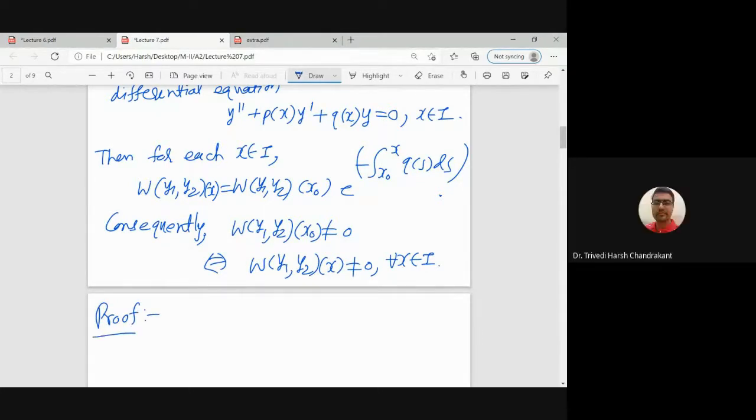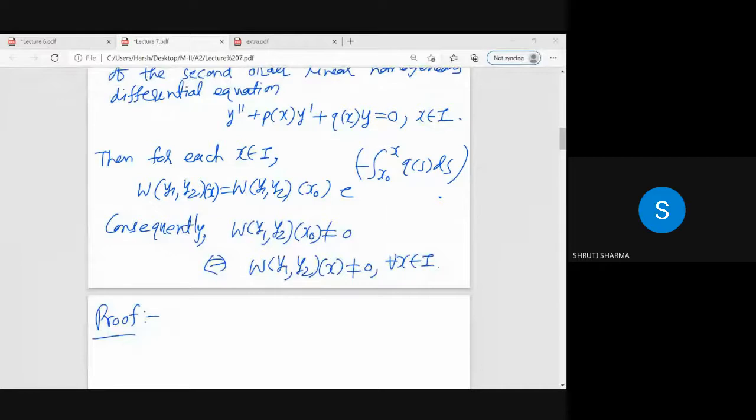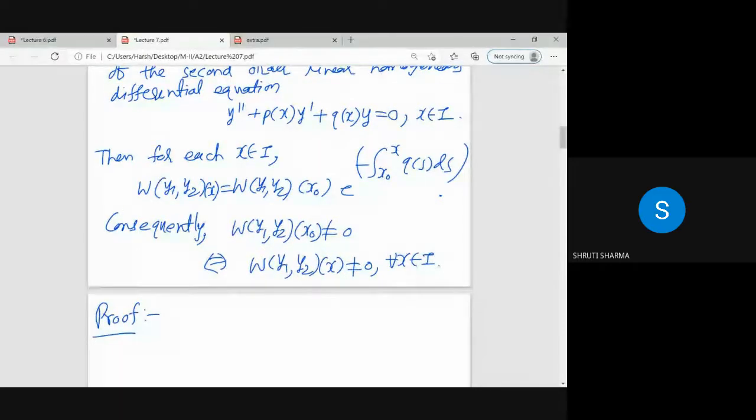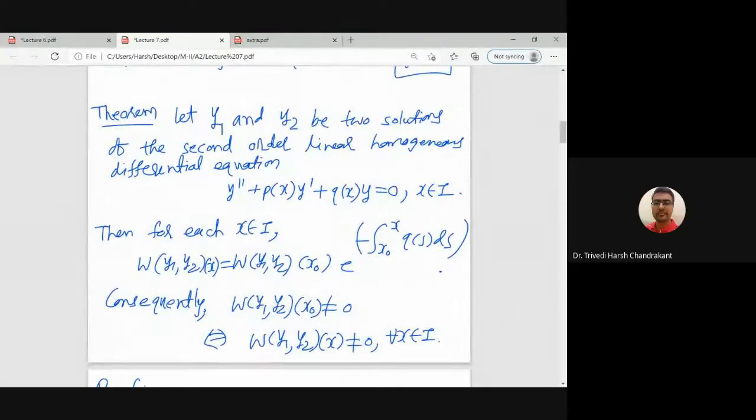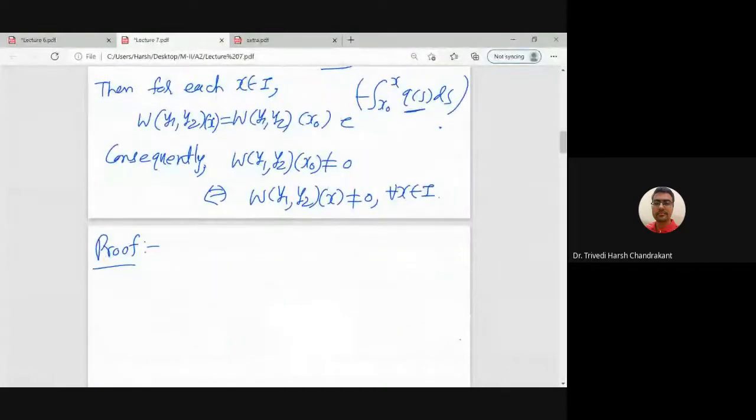So what is this s in the integral of q(s) ds? That is just a variable. You can take t or whatever. Basically, that variable should be different from x, because we are taking the integral from a fixed number x naught to x. Right. Okay. So q is this function, basically the coefficient of y. Okay. So the proof. Let us start the proof.